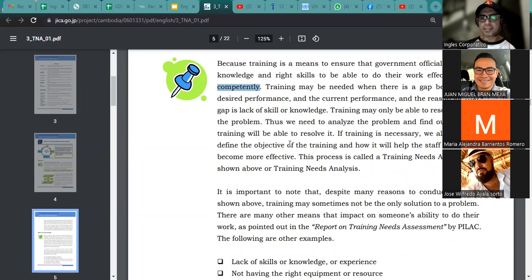And let's see. What is thus? I'm sorry. Thus. Okay. Can anybody help us with thus? Like this, or for example, or in this case. Thus, we need to analyze the problem. So, of course, because of that, we need to do something.